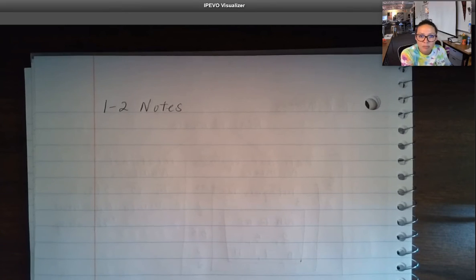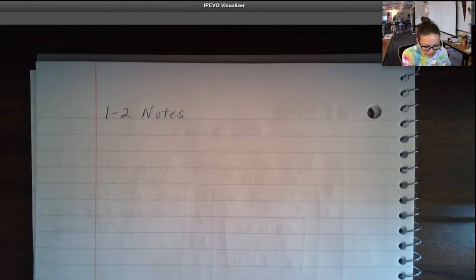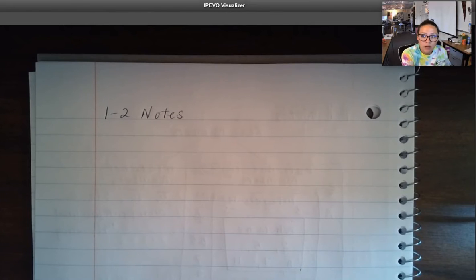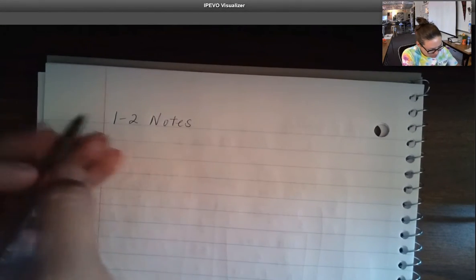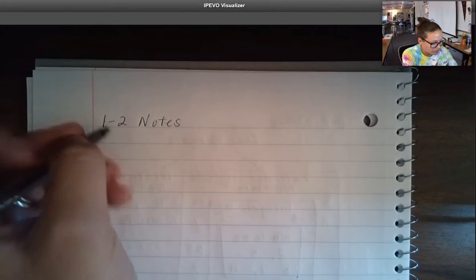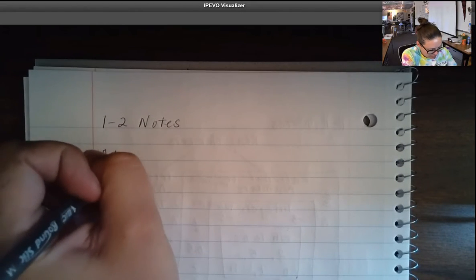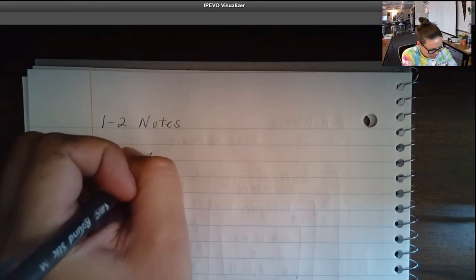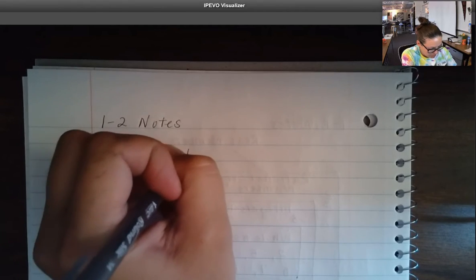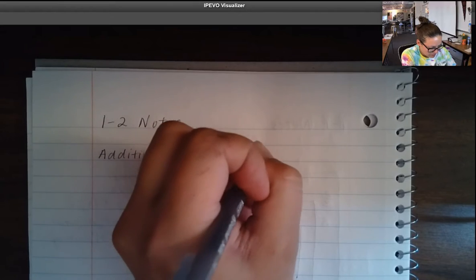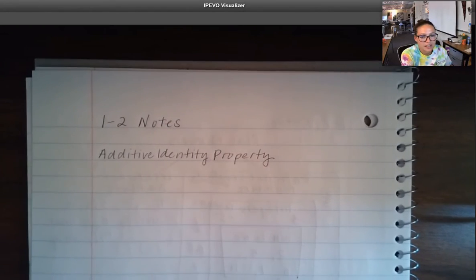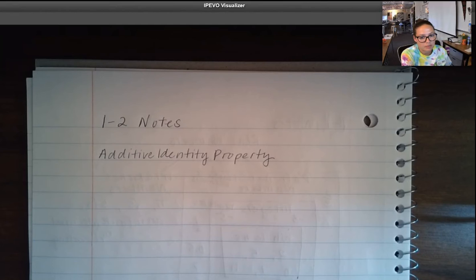All right, let's jump into lesson 1-2. We're going to talk about properties of numbers today. So, the first property is called the additive identity property, which basically says that if I add 0 to something, it doesn't change the number.